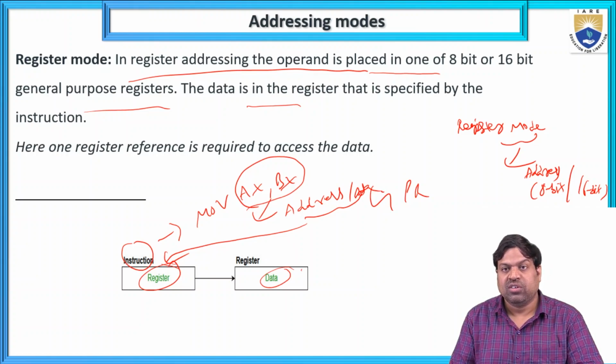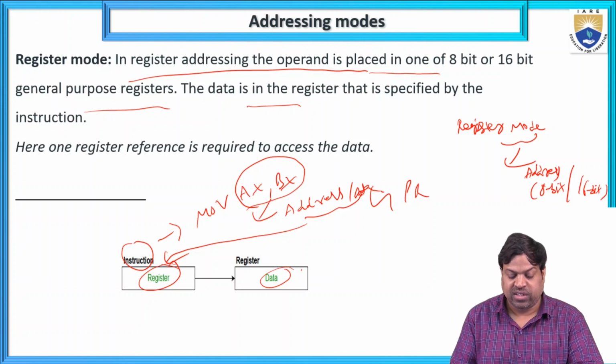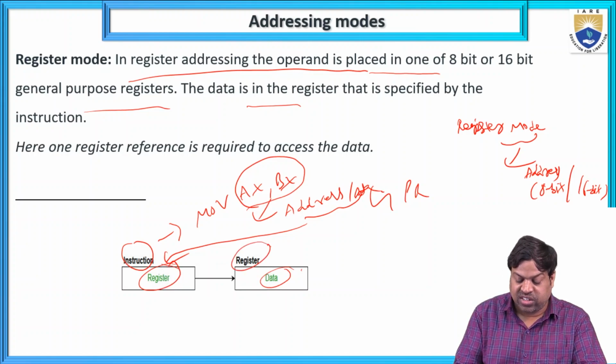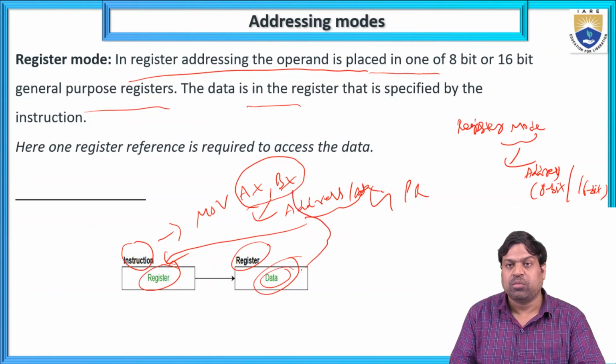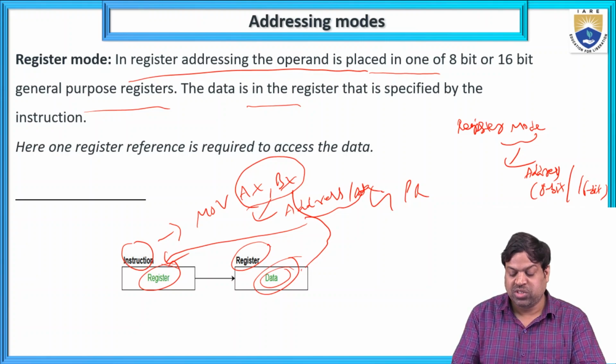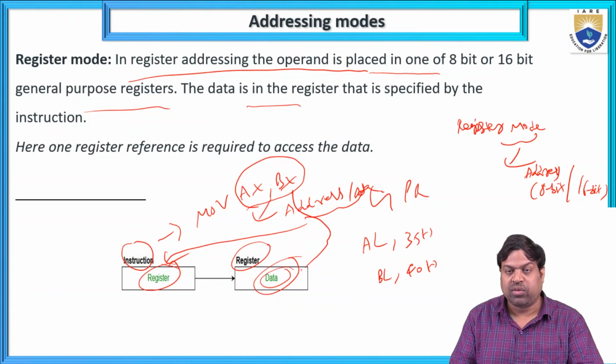So the instruction with operand is stored in a register. It is 8-bit or 16-bit, depending on the size of the data. And this register consists of data. Which type of data? Maybe I will take AX, BX values, that is, AL, 35H or BL, 40H, like this. So maybe the data is in the form of values. Okay. So any instruction we consider as register, and any register will be considered as data.